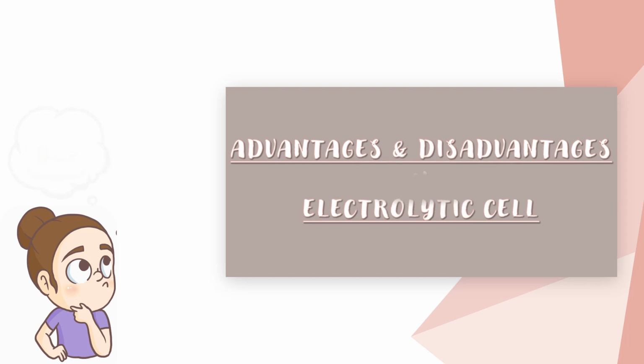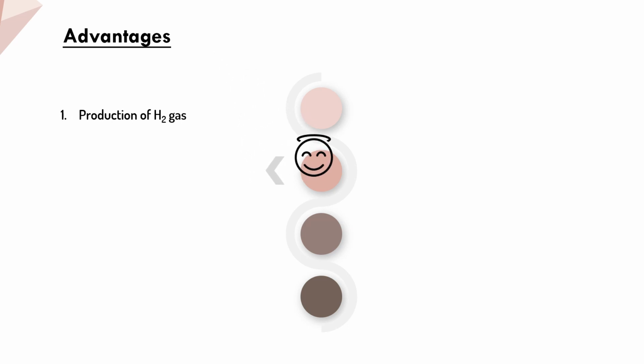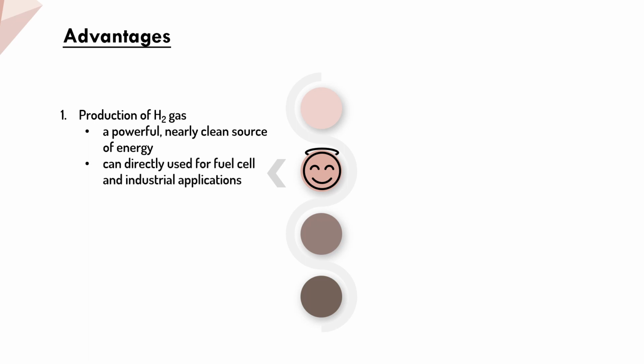Now, I would like to talk about the advantages and disadvantages of the electrolytic cell. First of all, the advantages of the electrolytic cell. For this topic, I'll talk more on the application part. First, the production of hydrogen gas by water electrolysis. Hydrogen gas can produce a powerful, nearly clean source of energy. Furthermore, the hydrogen gas produced can be used directly for fuel cells and industrial applications.